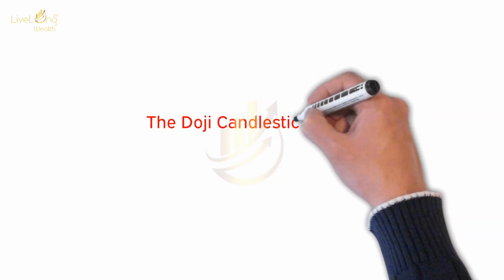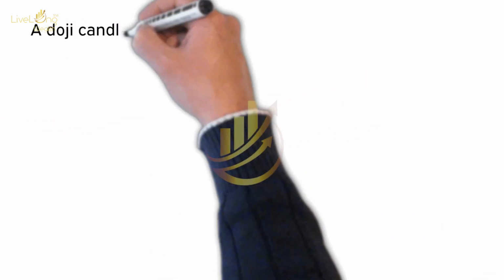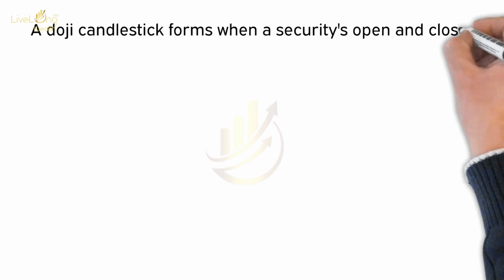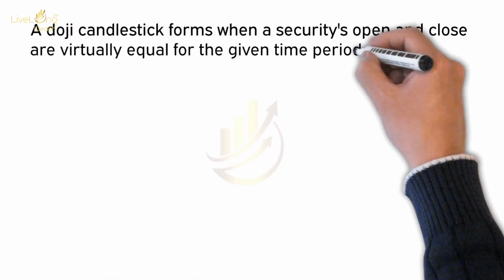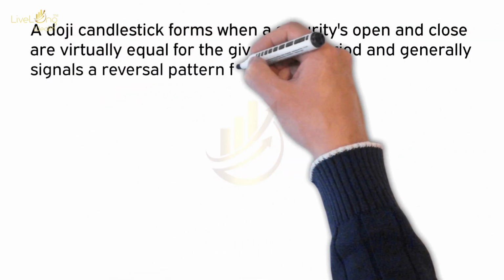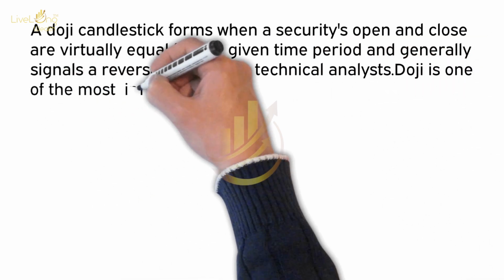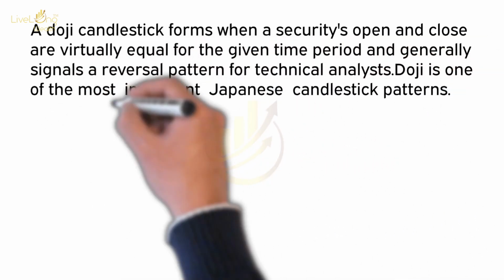The Doji candlestick pattern. A doji candlestick forms when a security's open and close are virtually equal for the given time period and generally signals a reversal pattern for technical analysts. Doji is one of the most important Japanese candlestick patterns.